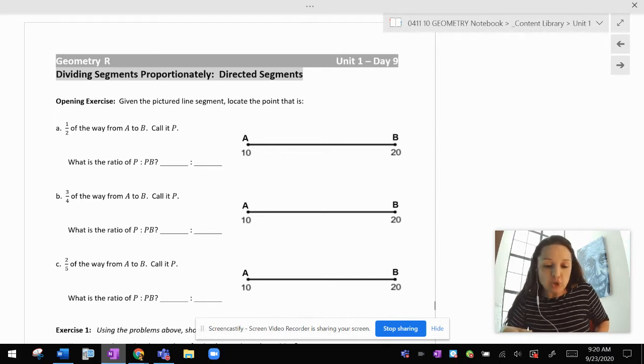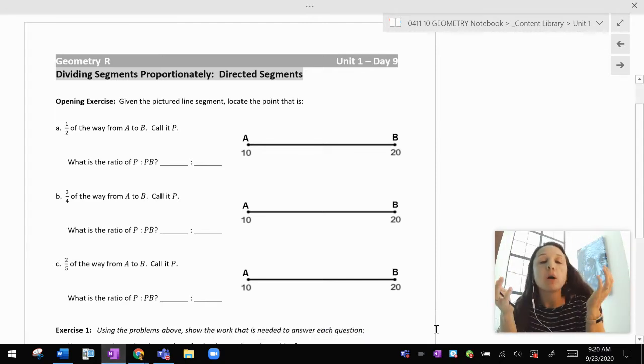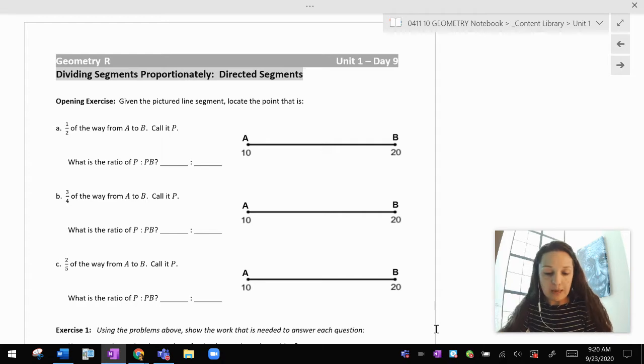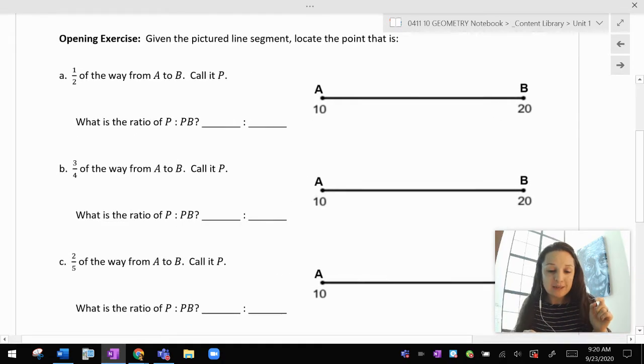I need to make sure that you have your notes out and turn to day 9. We're going to talk about partitioning. We're going to start by entering what that even means, and then do it on a coordinate plane. So let's get started.